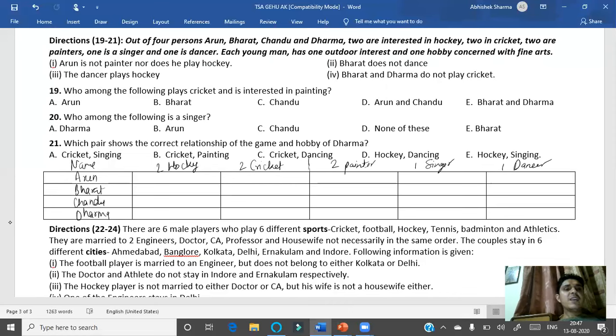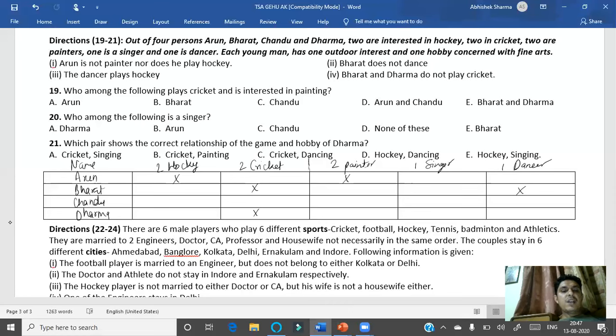Like he's saying that Arun is not a painter, nor does he play hockey. So Arun, not a painter, nor does he play hockey, right? Thereafter, Bharat does not dance, so Bharat does not dance. Okay. Thereafter, a dancer plays hockey, and Bharat and Dharma do not play cricket. Bharat and Dharma do not play cricket. Okay. We are only given this information.